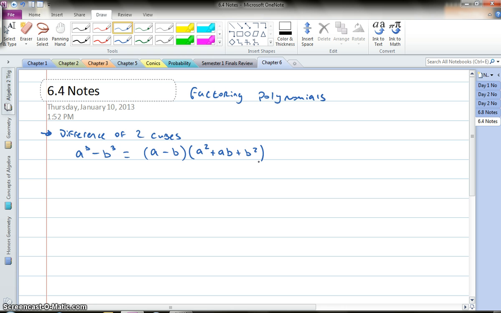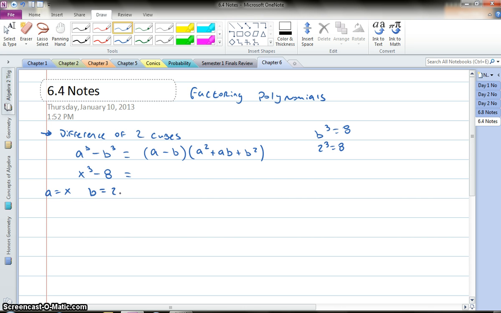So an example might look something like this: x to the third minus 8. The first thing I like to do is determine what a and b would equal. Well, a to the third, so a would be x, and b to the third equals 8. So what to the third power equals 8? Well, that would be 2. 2 to the third equals 8. So b is 2. Everybody with me?